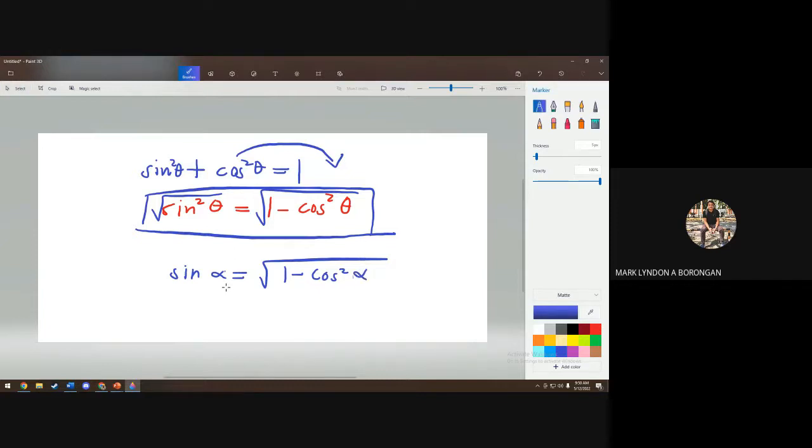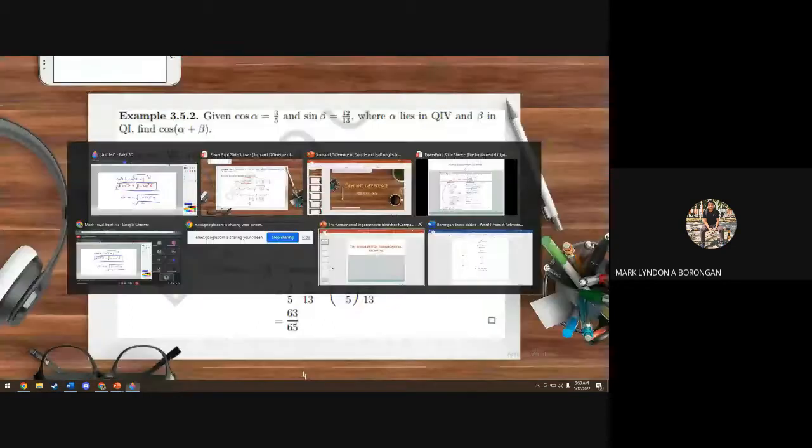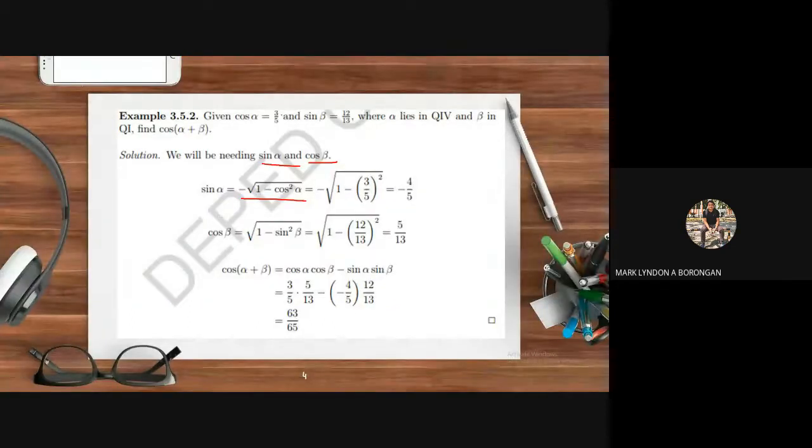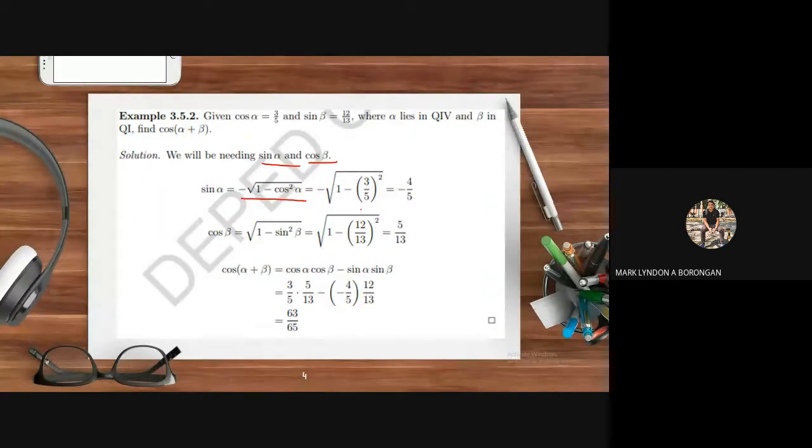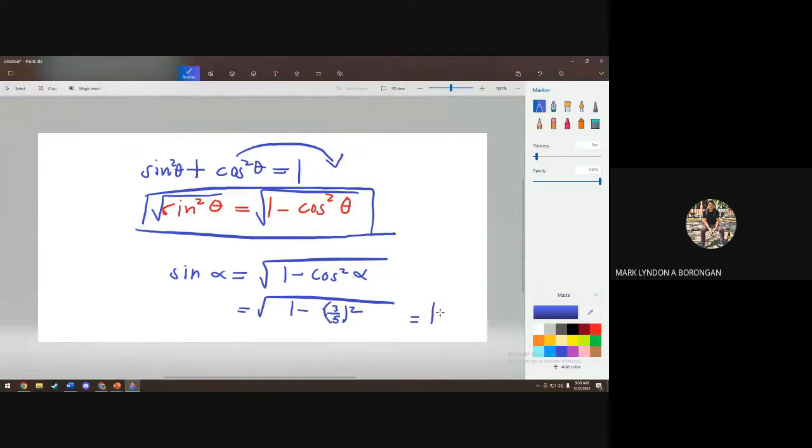Alpha only. So, after replacing, we have 1 minus the cosine squared of alpha, which is 3 over 5 squared. So, 3 over 5 squared. This is equal to 1 minus 9 over 25. Okay, square root of 9 over 25.